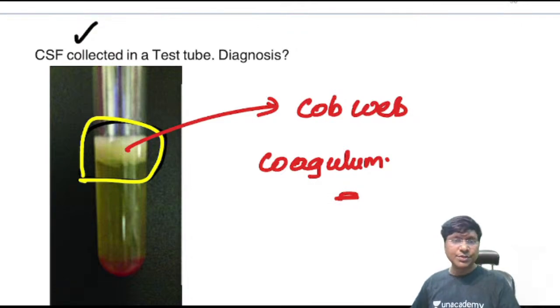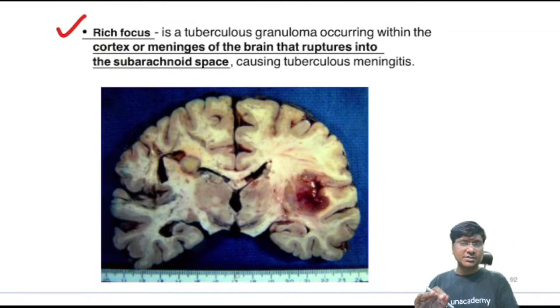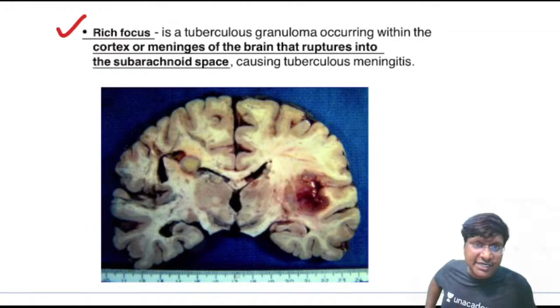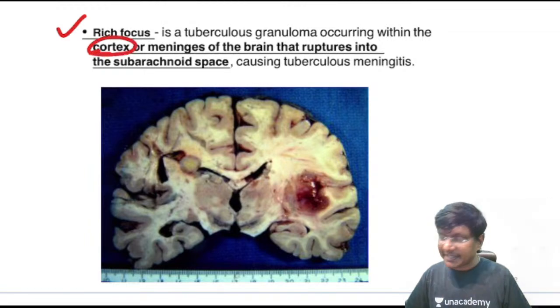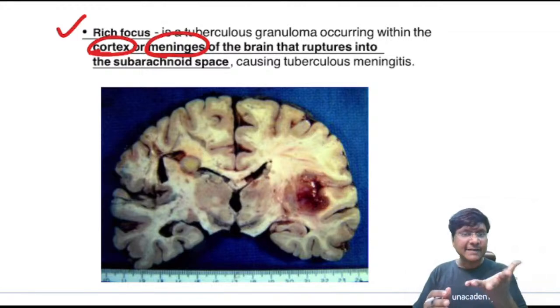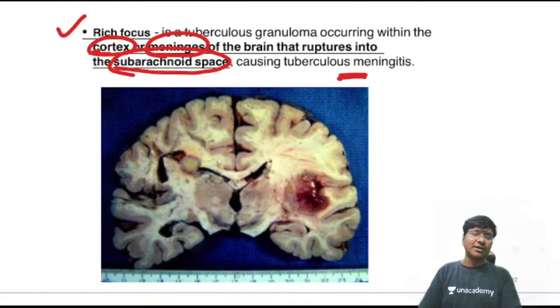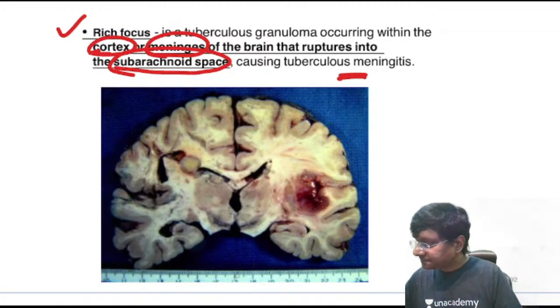Okay, and one more important image related to meningitis that you need to know is about this Rich focus. Now what do you understand by this word Rich focus? Actually this has been given by a pathologist. So that is the name given as the Rich focus, and it is basically a tuberculous granuloma. This tuberculous granuloma occurs within the cortex or meninges of the brain. And this granuloma ruptures into the subarachnoid space. Once it ruptures into the subarachnoid space, the individual develops tuberculous meningitis. And that is what is nothing but your Rich focus. Okay, right. So this completes the discussion of the topic of meningitis.